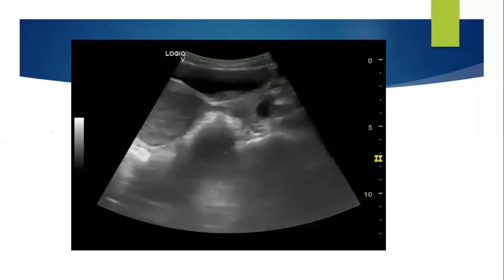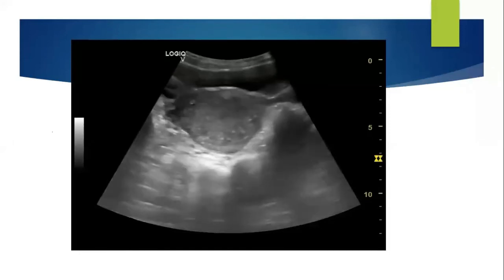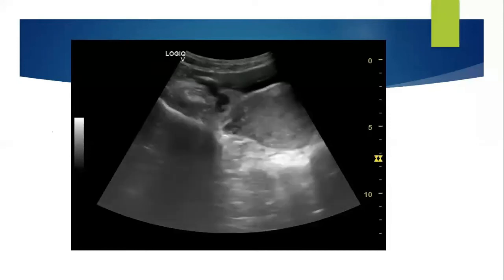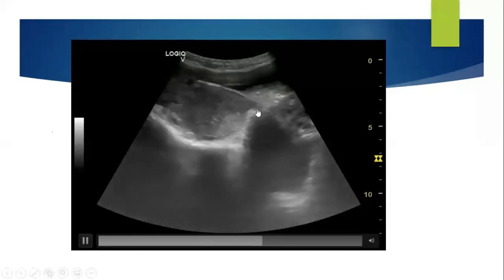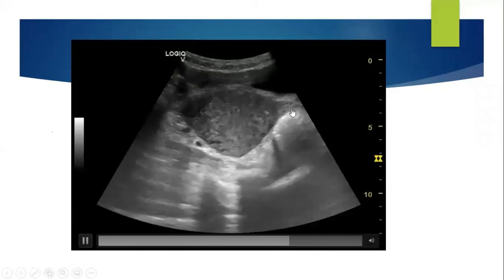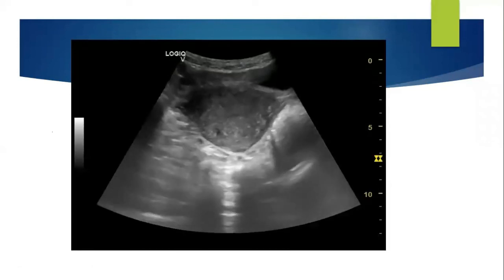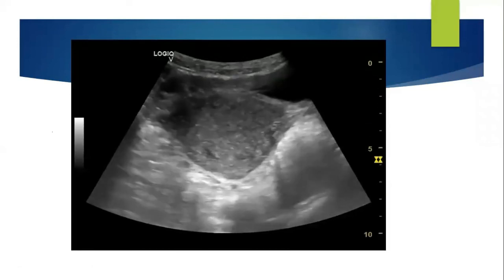I am simply sliding my probe and moving from right to left. And with the help of an ovarian ligament, I am able to identify where the ovaries are. And ovaries, as I told you in the beginning, can only be identified with the help of follicles.